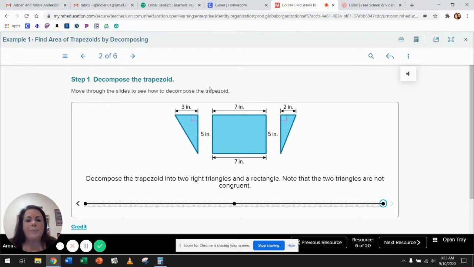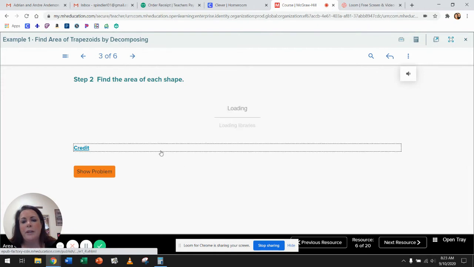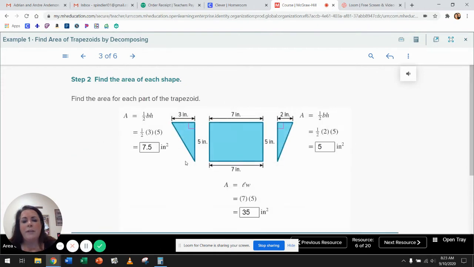So we can use each of those pieces to then find the area of the whole shape by finding the area of the pieces. So if we were to do that, the first thing that we would do is find the area of one triangle here. So we would do 3 times 5, right? And we would take 1/2 of that, which means dividing by 2 or multiplying by 1/2. Either way, it's the same thing. So 1/2 of 15 would be 7.5.